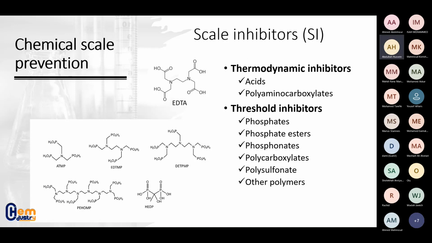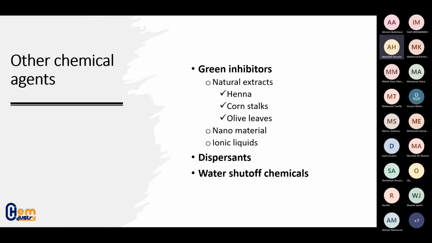We also have some new chemicals. We call them the green inhibitors. These can be natural extracts, or we have nanomaterials, and ionic liquids. These ones have been used in the fields and showed really promising results, especially the nanomaterials. They were found to be really effective and they can extend the scale inhibitor squeeze job duration.